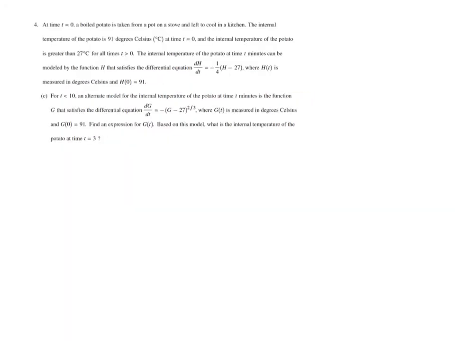So for part C, it asks us, for t less than 10, an alternate model for the internal temperature of the potato at time t minutes is the function g that satisfies this differential equation. And g is measured in Celsius. g of 0 is equal to 91. And we want to find the expression of g of t, and we want to use the model that we found to find the internal temperature of the potato at time t equal to 3.